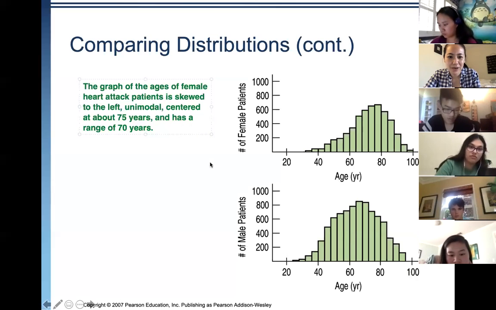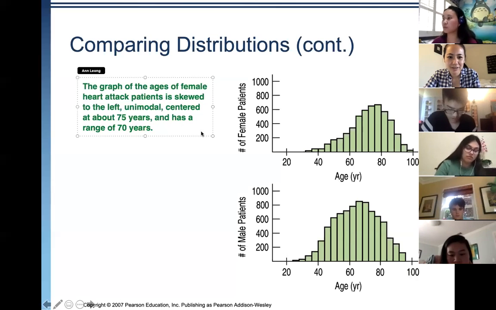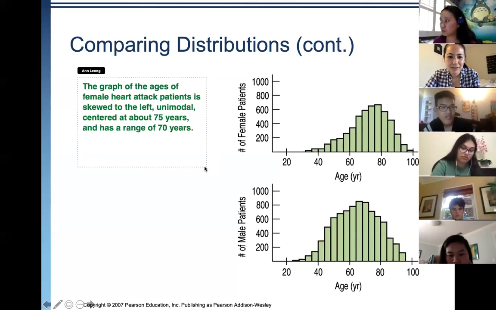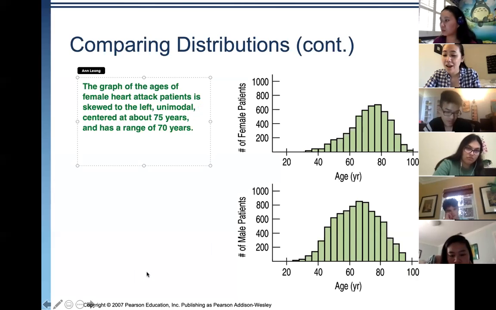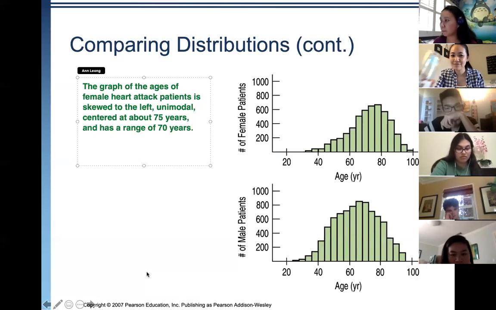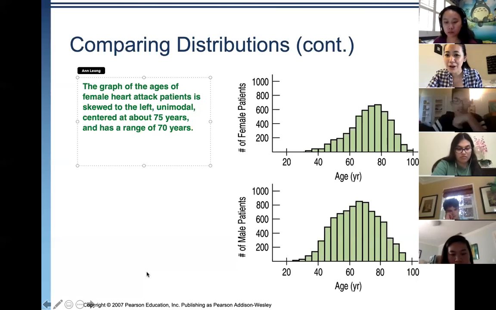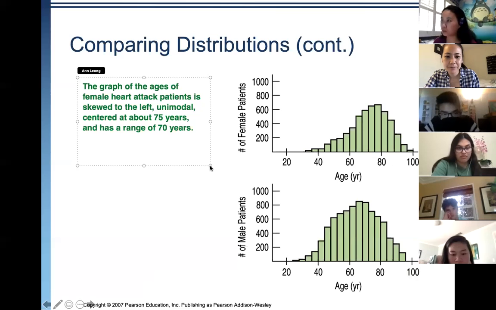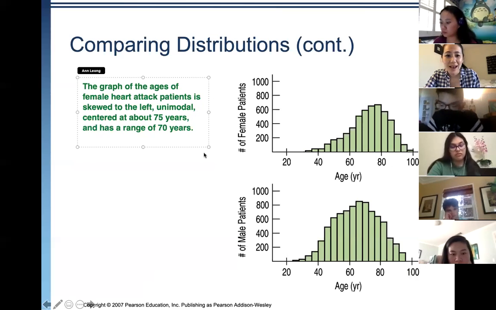Okay, any questions? You know how this graph doesn't have any unusual features? Do we need to say no unusual features, or can we just leave that part out? Right, so if there are no unusual features, you don't have to mention it. Okay, got it. Okay, any other questions? Okay, go ahead and you guys try it with the second graph.